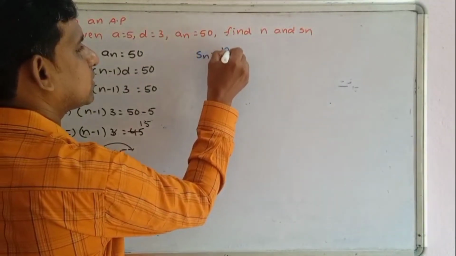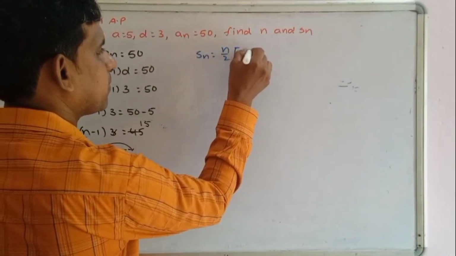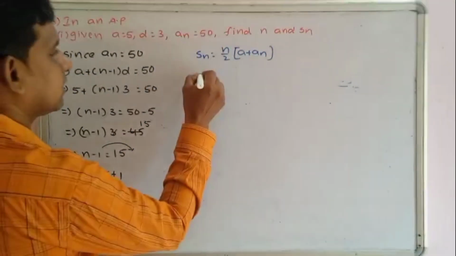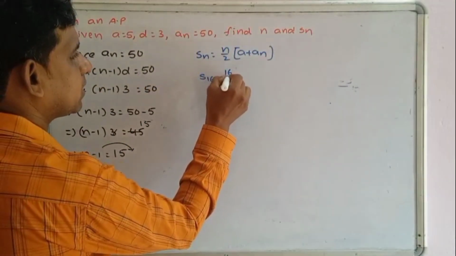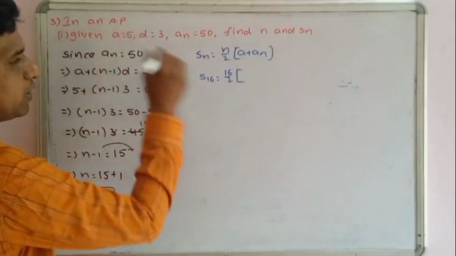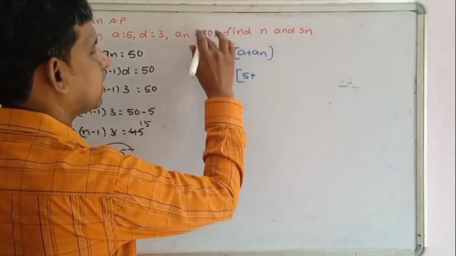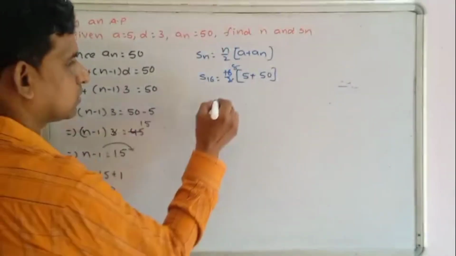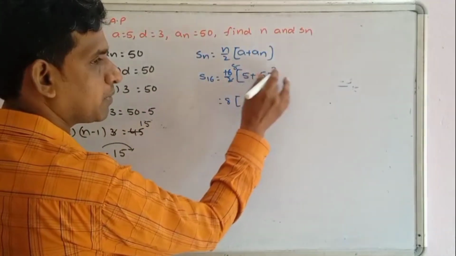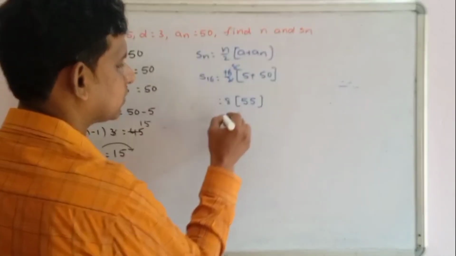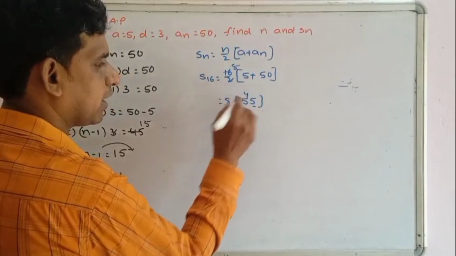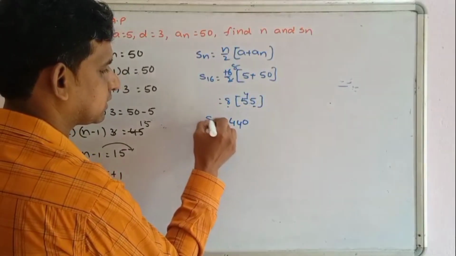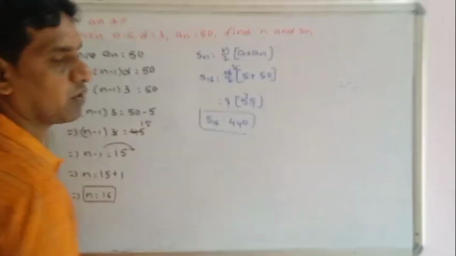Now we will find the value of Sn. Sn equals n by 2 into (A plus An). Here n equals 16. S16 equals 16 by 2 into (A value 5 plus An 50). 2 how many times? 8 times. So 8 into 55. 8 5s are 40, 8 5s are 40, 40 plus 4 is 44. So S16 equals 440.